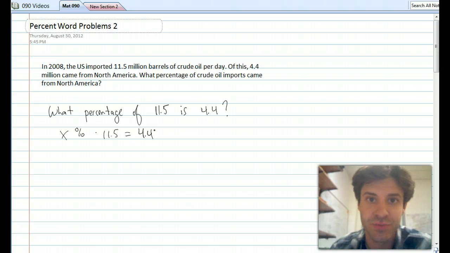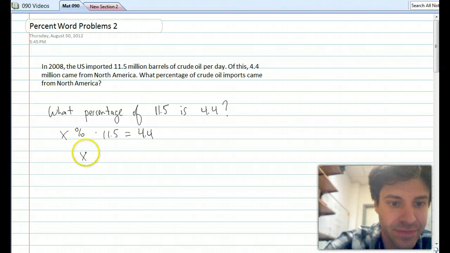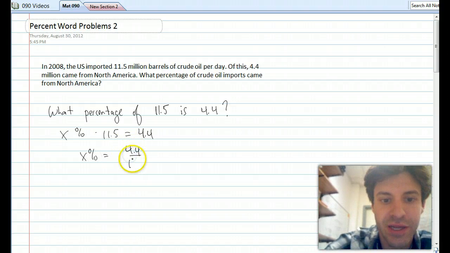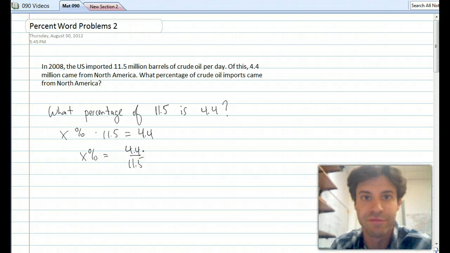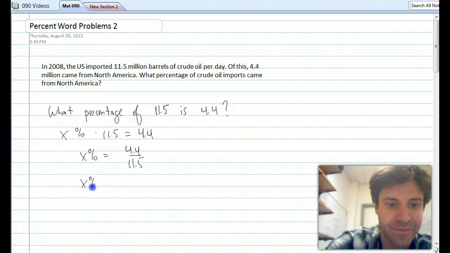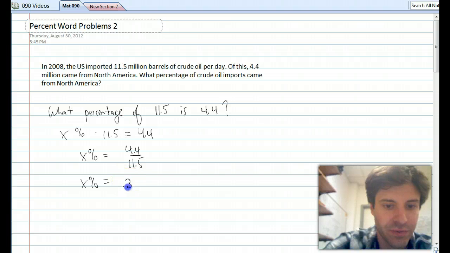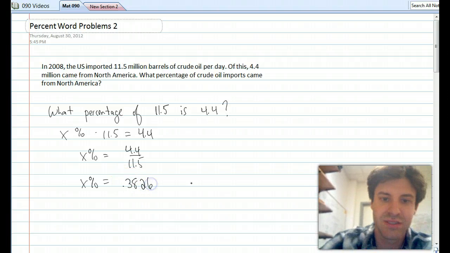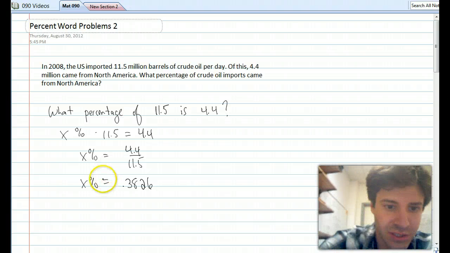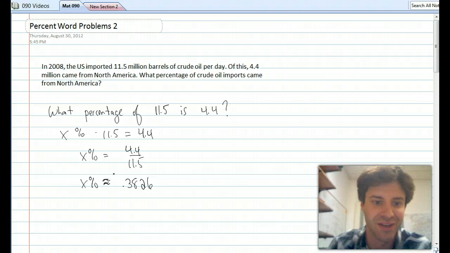Now it becomes a simple division problem. We're solving for x. All we have to do is 4.4 divided by 11.5. It's good to know how to do these types of division problems on paper, but if we just type it into our calculator really fast, we get x is 0.3826 and so on. That's actually an approximation because we took a bunch of decimal places off, so you would use a little squiggly equals approximation sign.